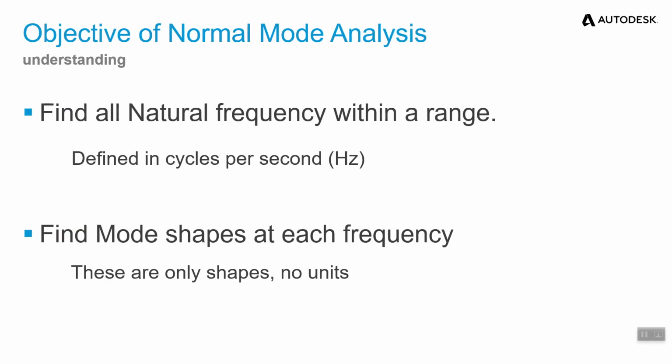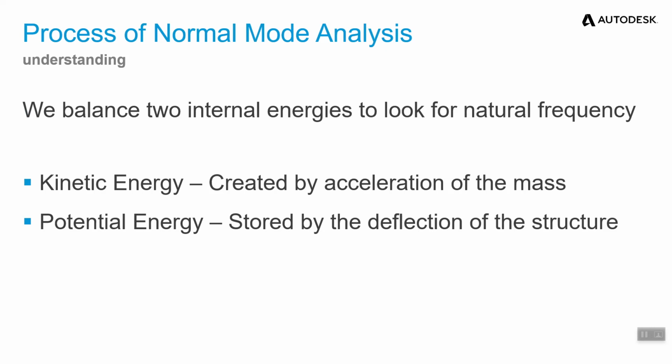The outputs which we are going to get from normal mode analysis are the frequency at which the system is resonating more, and the change of shape. The unit will be frequency, and the mode shape will not have any units. It will have only a graphical representation.